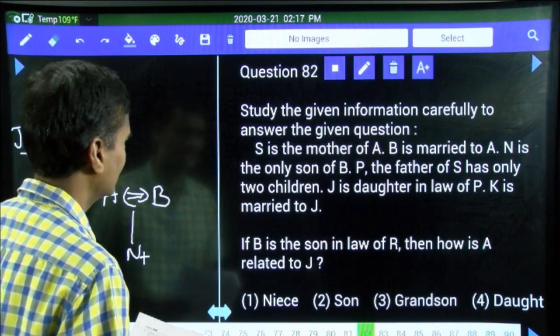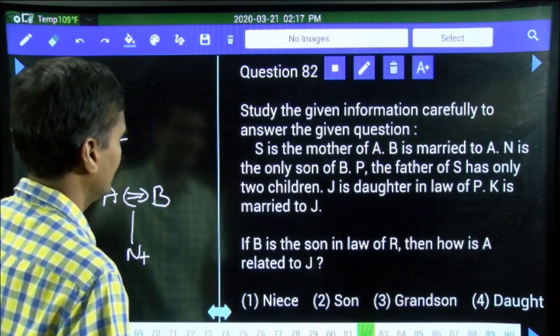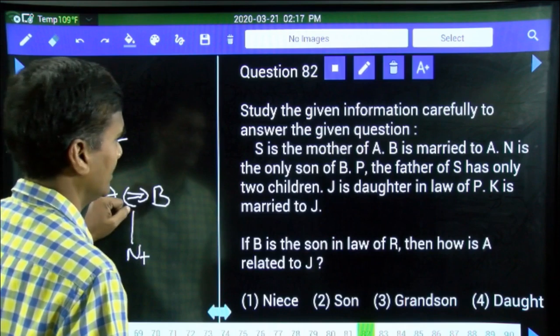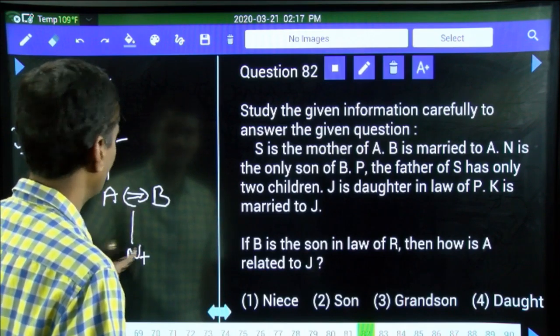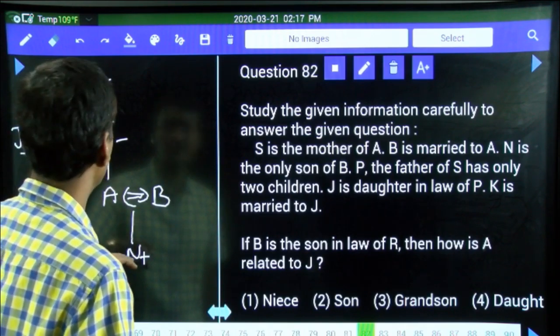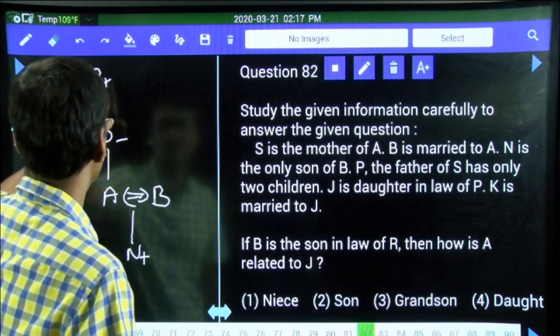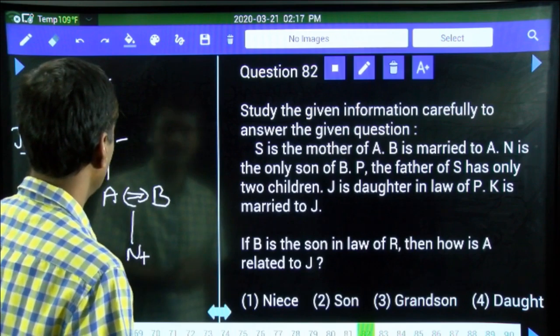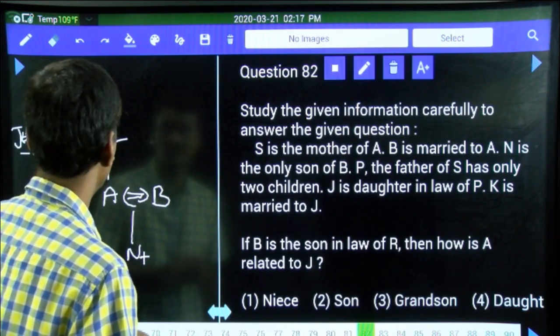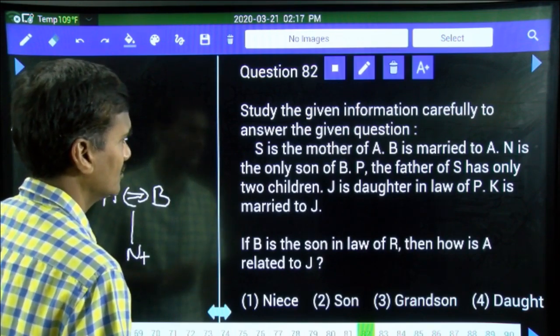Where is R here? S is the mother of A. B is married to A. N is the only son of B. P, the father of S, has only 2 children. Now this P is having only 2 children.